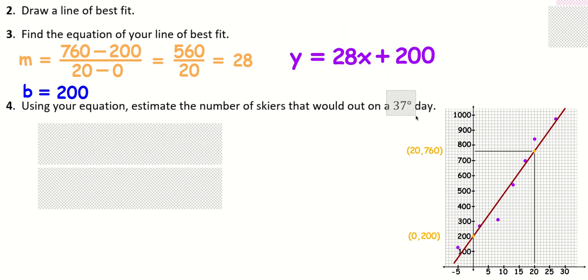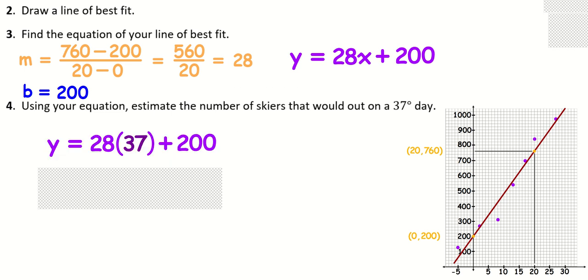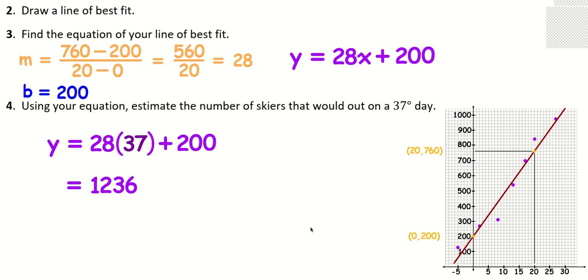And is 37 degrees more of an x value that they're giving us or a y value? This was number of skiers, so 37 is an x value. So plug it in for x. And then all you have to do is literally 28 times 37 plus 200. And hopefully I'm not wrong with any of this math. You end up getting 1,236 skiers. Which again, I think the last thing I'll say here is it definitely is an estimation.